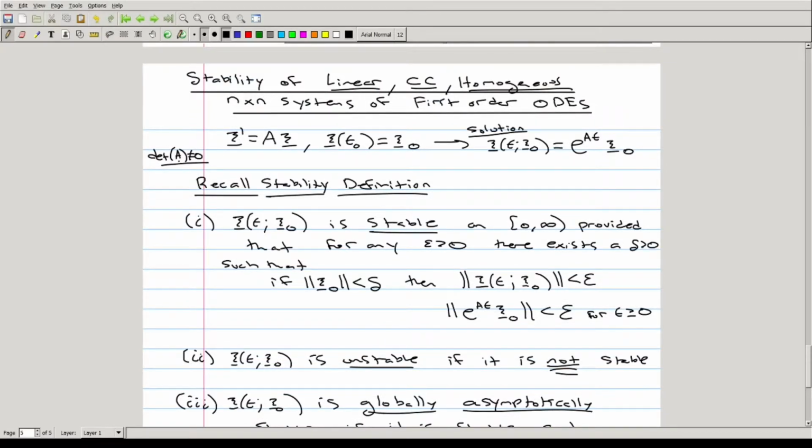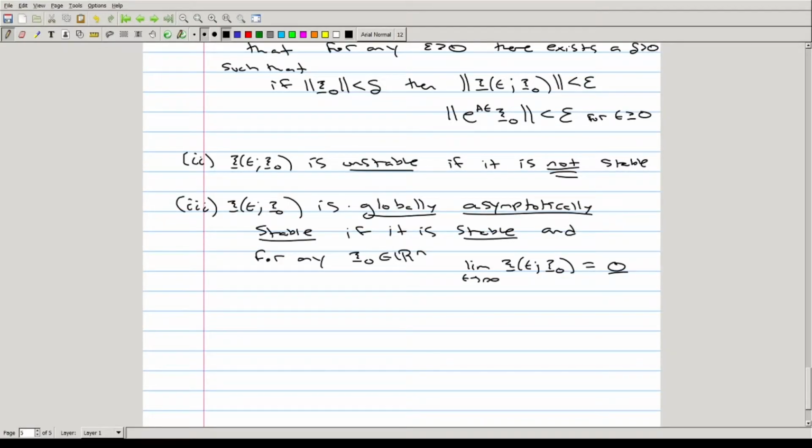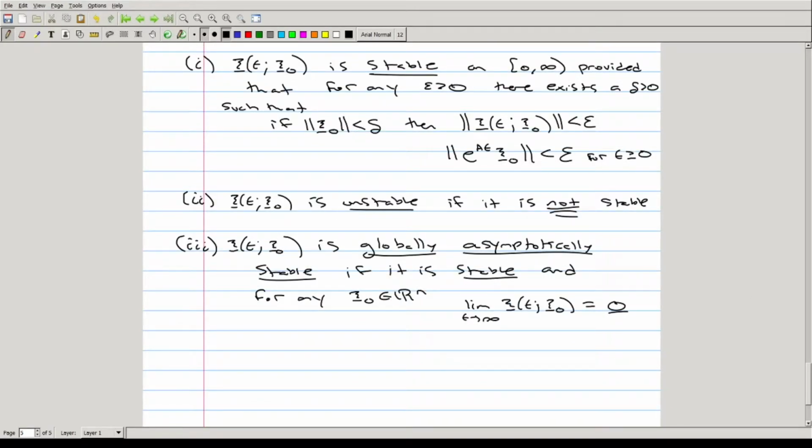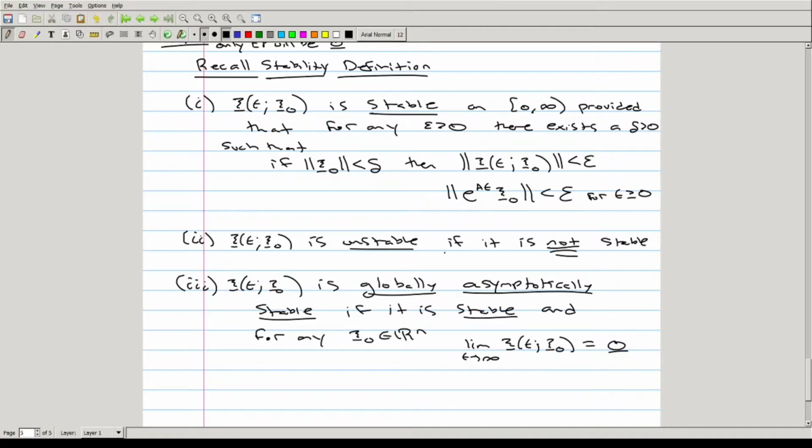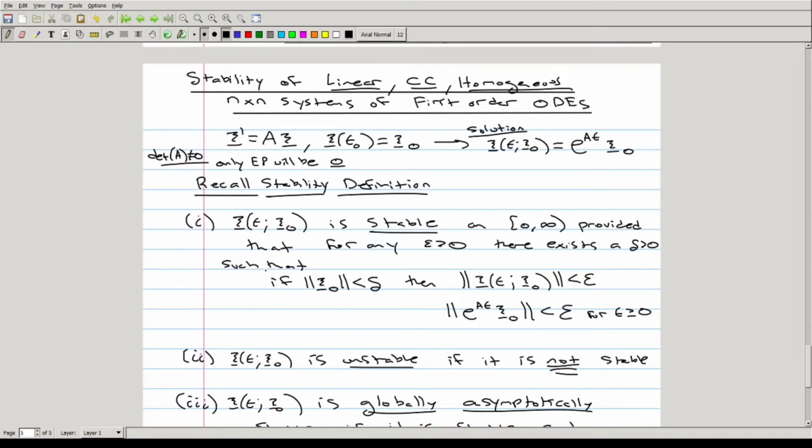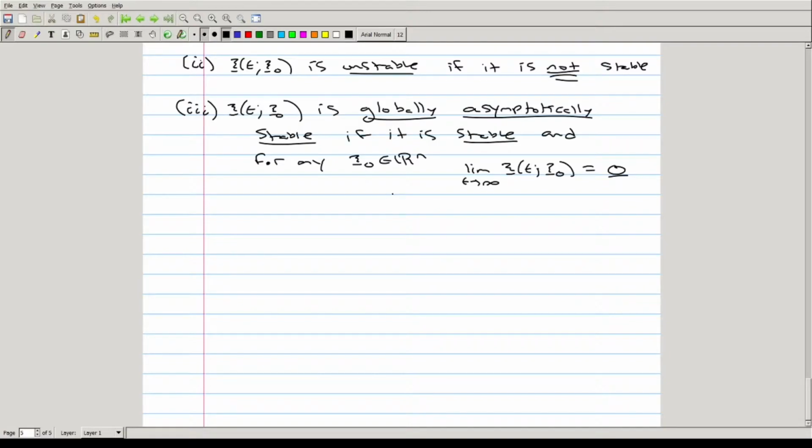We can recall that because if the determinant of A is non-zero, the only equilibrium point will be the origin. So we'll really only have one equilibrium point, which can be either stable, unstable, or globally asymptotically stable. And using the solution in terms of a matrix exponential, it's relatively straightforward to show the following theorem and how the stability conditions relate to the eigenvalues of the matrix A.